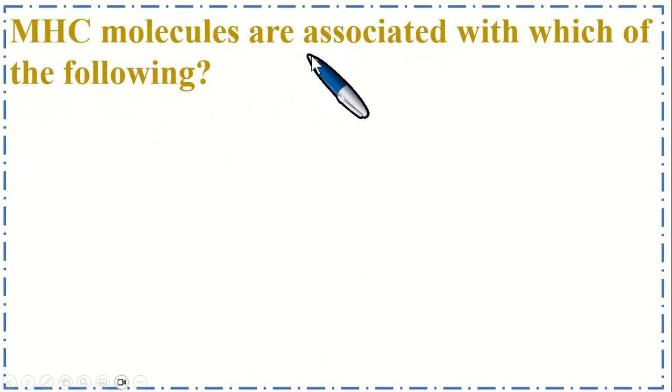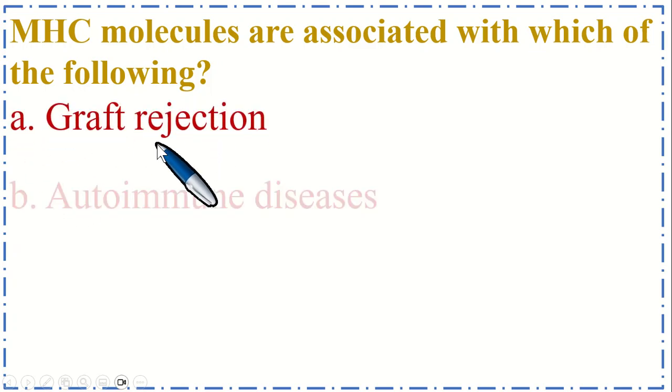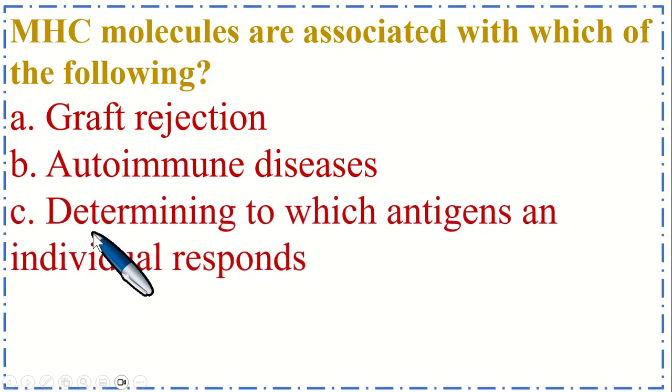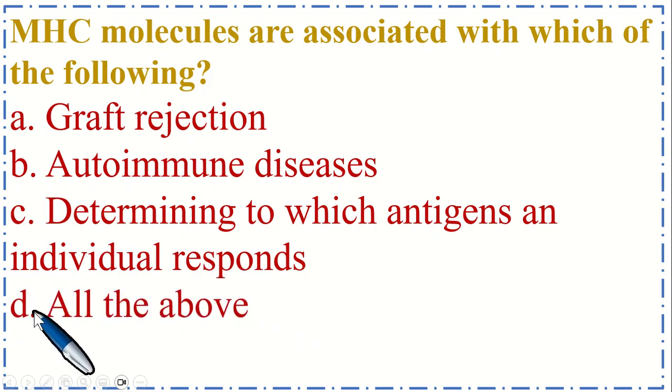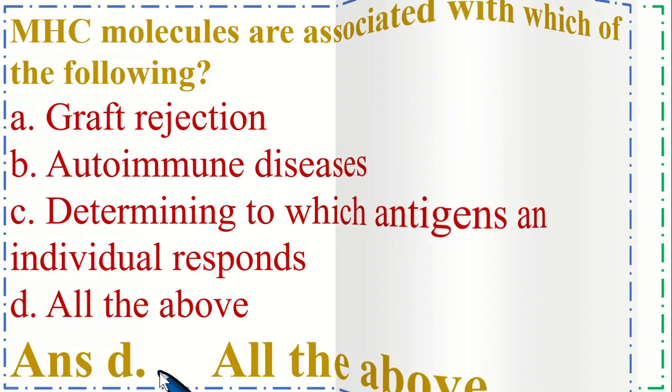The MHC molecules are associated with which of the following? Option A, graft rejection, B, autoimmune disease, C, determining to which antigens an individual responds, and option D, all of the above. So the correct option is D.